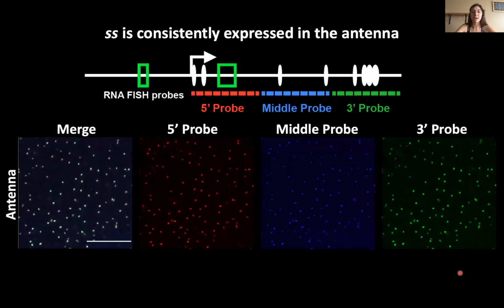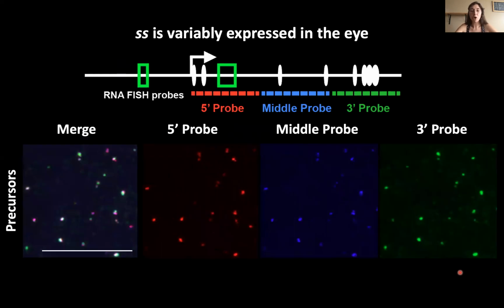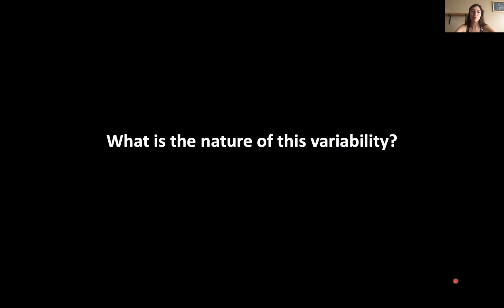In the antenna, where Spineless is constitutively expressed, we see co-expression of the 5' middle and 3' probe in each of these cells, supporting that Spineless is making full transcripts. Whereas in the early pulse, we see cells in different states of transcription. This cell here is co-expressing all three regions of the transcript. This cell is expressing only the 5' and middle region, while this cell is terminating expression and expressing just the 3' probe. And so qualitatively, we see that this variability exists, but what is the nature of it?